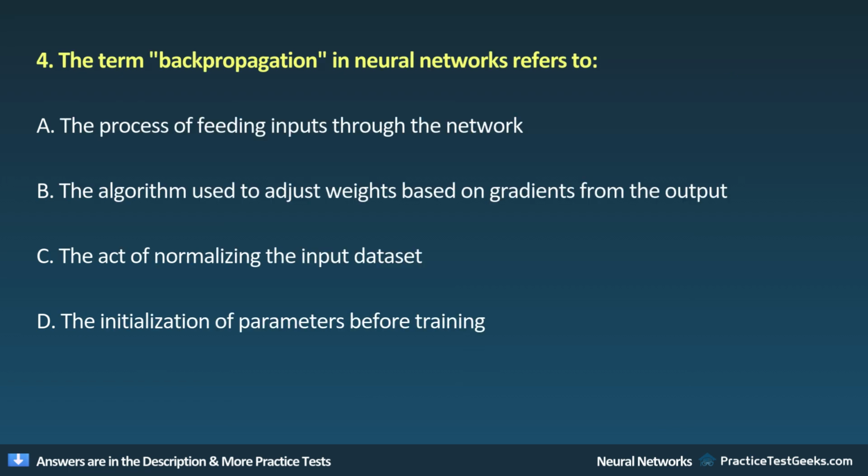4. The term backpropagation in neural networks refers to A. The process of feeding inputs through the network. B. The algorithm used to adjust weights based on gradients from the output. C. The act of normalizing the input dataset. D. The initialization of parameters before training.